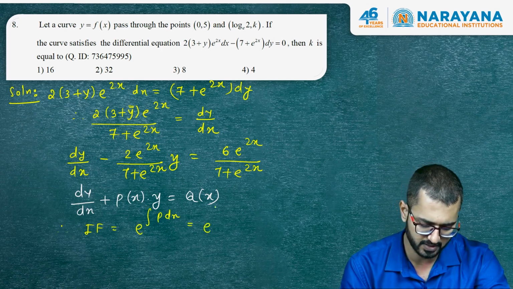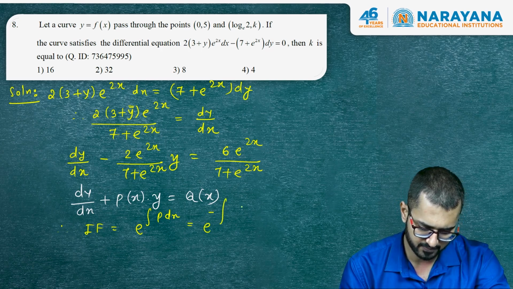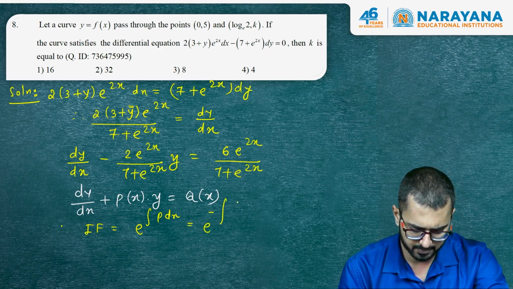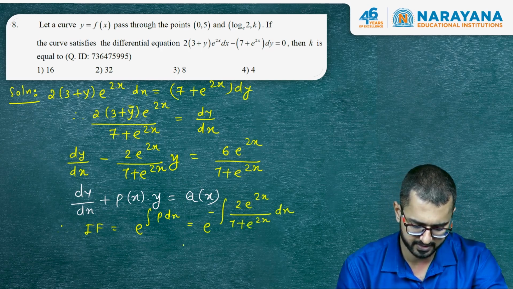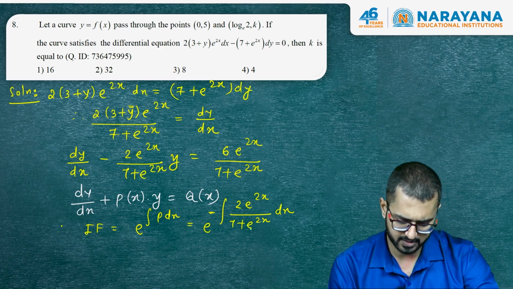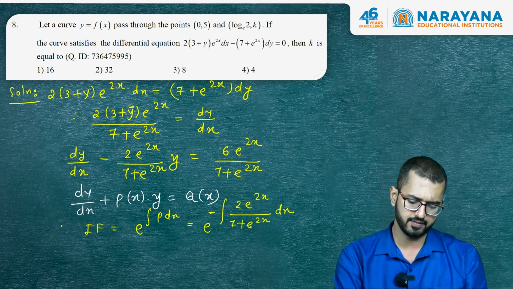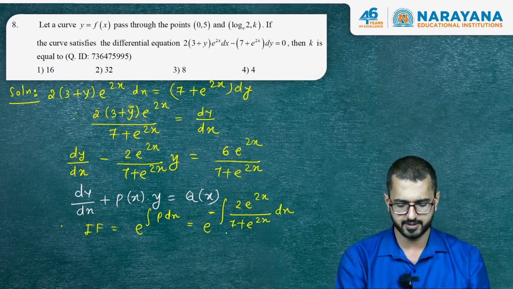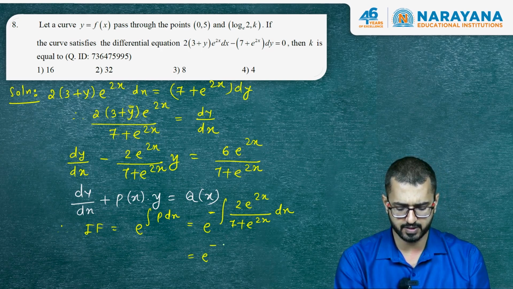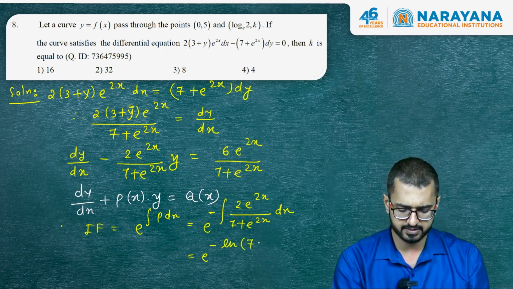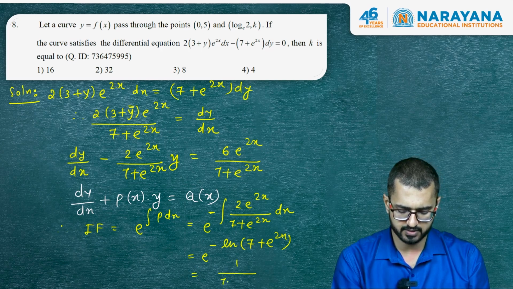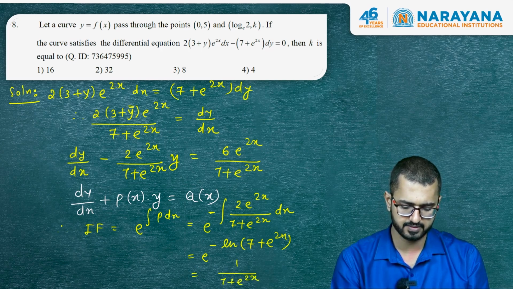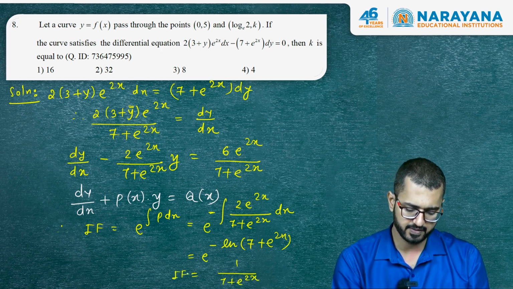So that is e to the power minus of 2 times e to the power 2x over 7 plus e to the power 2x dx. So now you can see here, the derivative of the denominator is present in the numerator. That means I can simply write e to the power minus ln of 7 plus e to the power 2x, and this will be 1 over 7 plus e power 2x. That's what we got, our integrating factor.